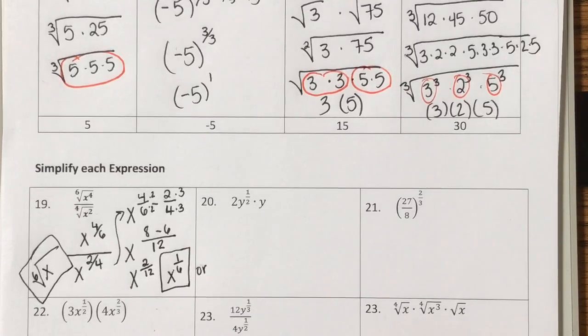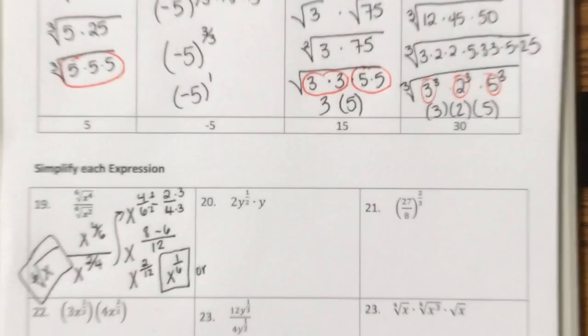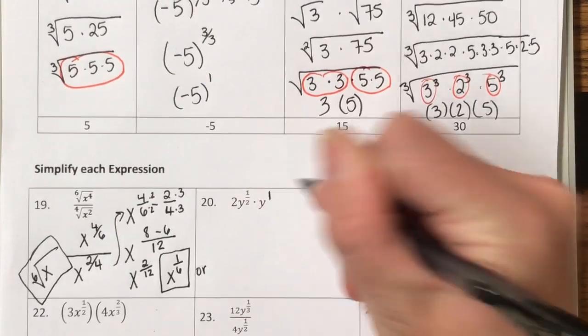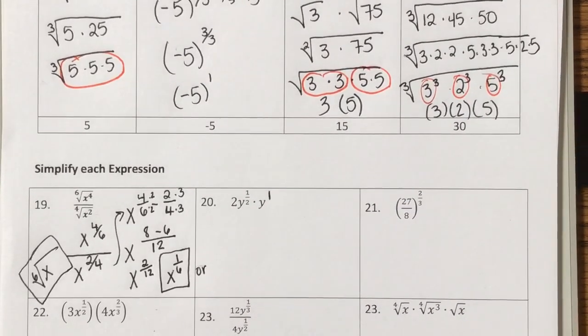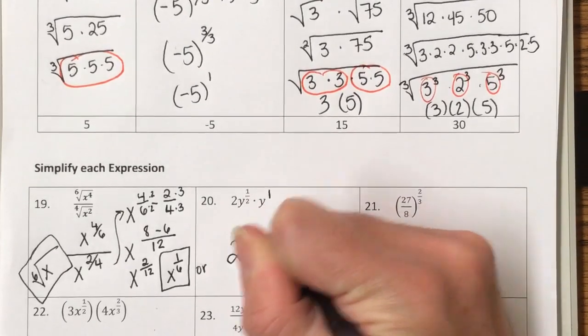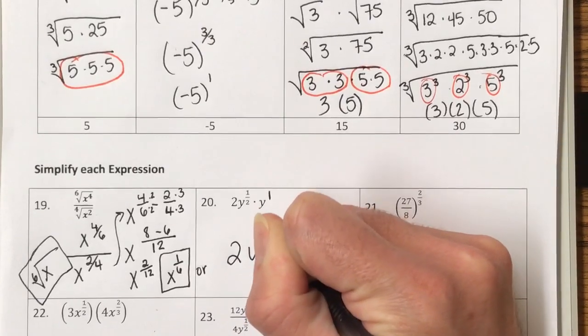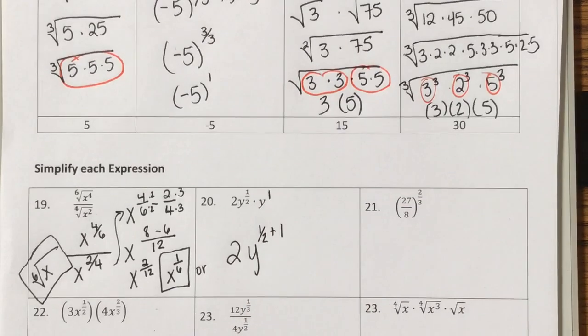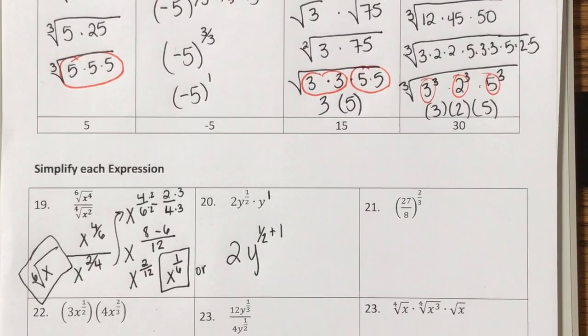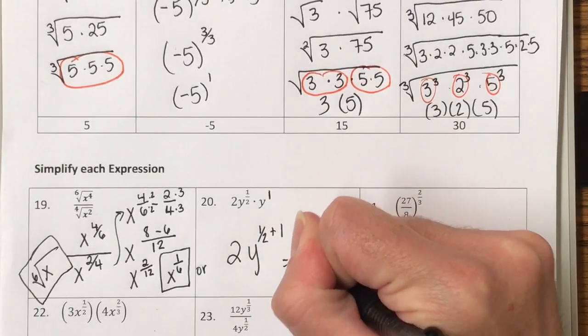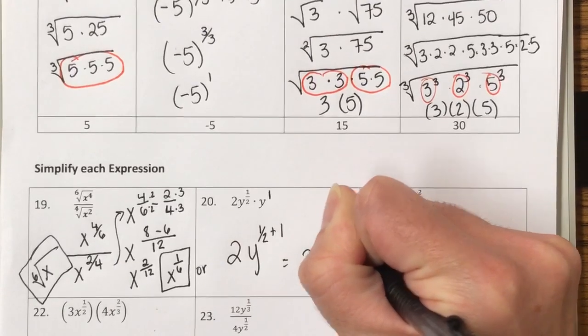Okay, so the next one, number 20. So 20, it looks like we've got two bases, a base of 2 and the base of y. So I want to put an exponent there, so y to the first power. So rule is, same base, add the exponents. So this becomes 2y to the 1/2 plus 1. So 1/2 plus 1, 1 1/2. Let's write that as an improper fraction, which is 3 over 2. So this becomes 2y to the 3/2.